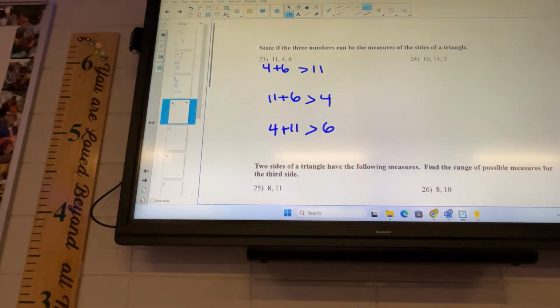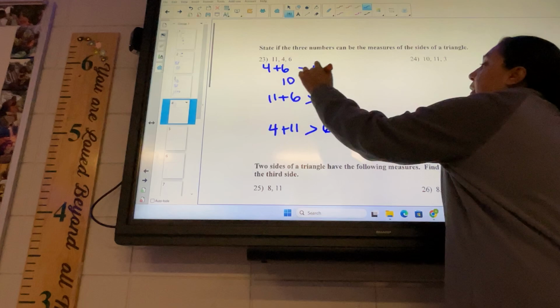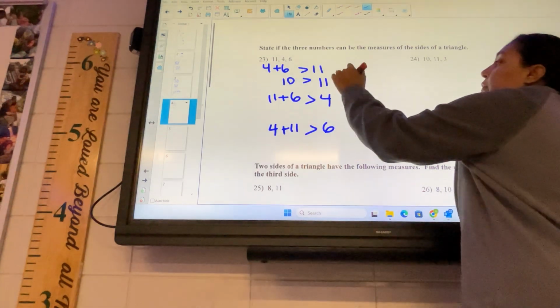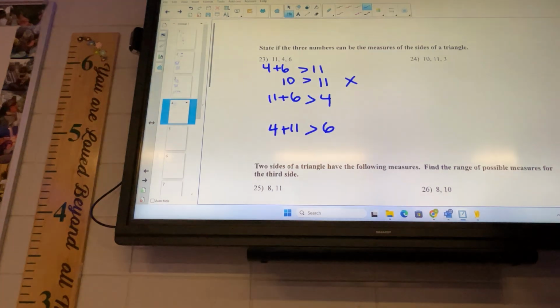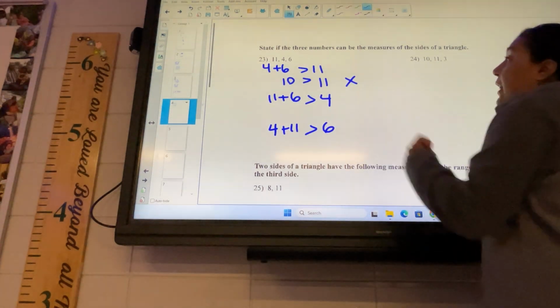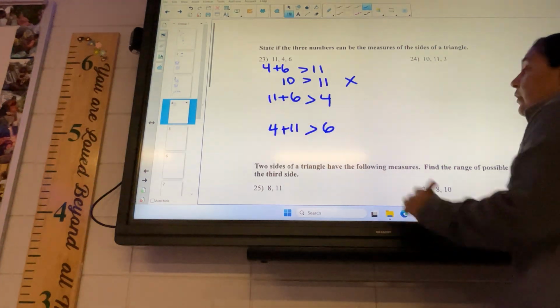Okay, 4 plus 6 is 10. Is 10 bigger than 11? No. Okay, so what should I do at this point? Stop. Why? Because it's not bigger than 11. How many check marks do you need? 3. So do you have to continue to go? No, because we already know at this point, can they form the sides of a triangle? No.